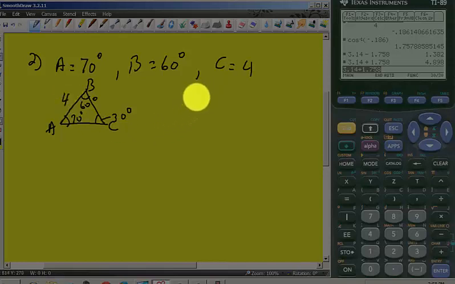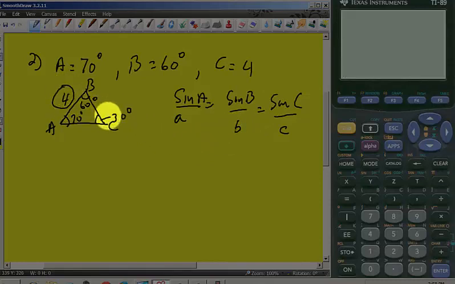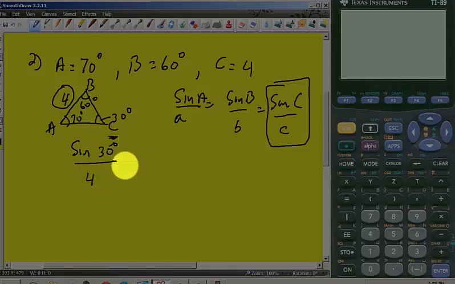Okay, law of sines says I can use this formula. Sine of angle A is to side A, and that is the same thing as sine of angle B is to side B, and the same thing as sine of angle C is to side C. So which one of these three do I use? Well, first of all, I have to know a side. So I know side C, so I'm going to use that: sine of angle C, which is 30 degrees, is to side 4.